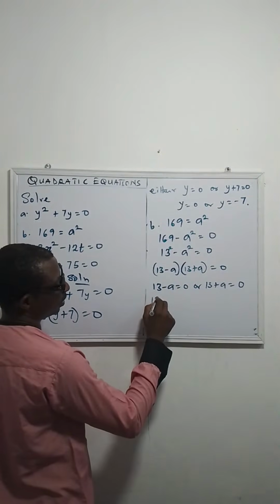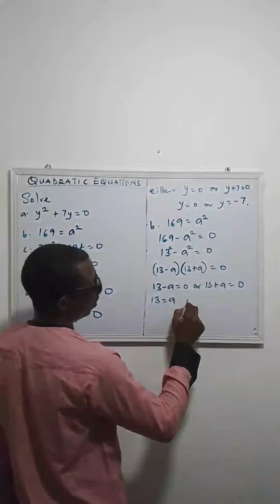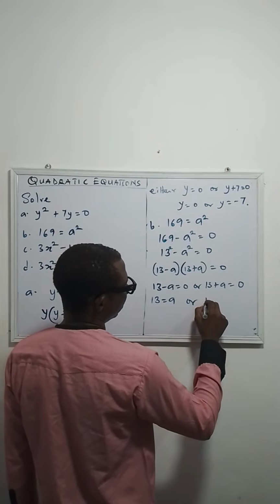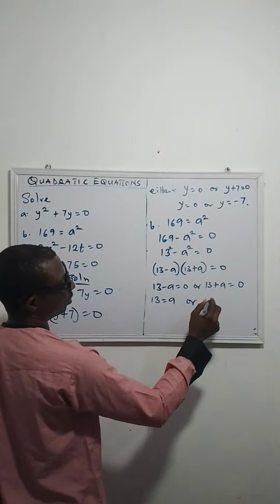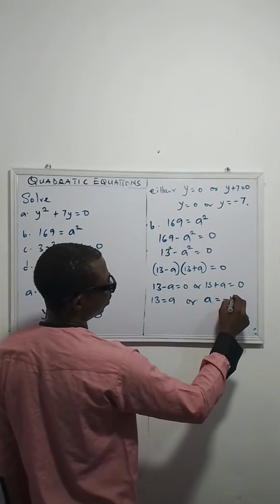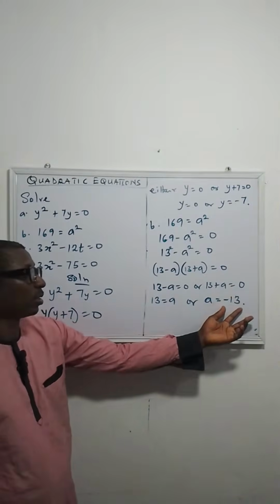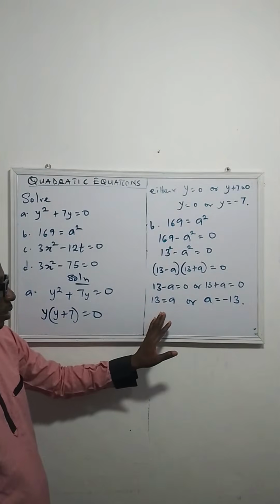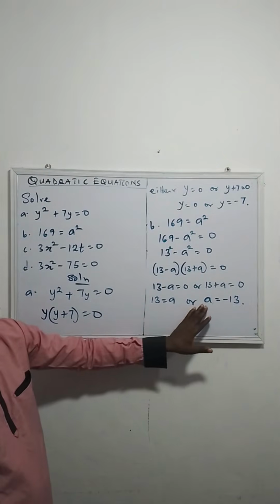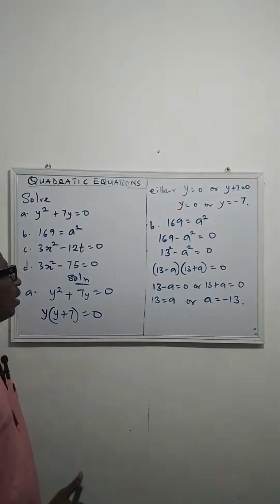Okay, so in this case, let's move this one here. So we have 13 equals a. All right, or, let's move this 13 here, so a equals negative 13. Hope you understand that. When you subtract 13 from both sides, this is what you have. So we have two values for a. You see that a is 13, or a is negative 13. All right, so that is the second question.